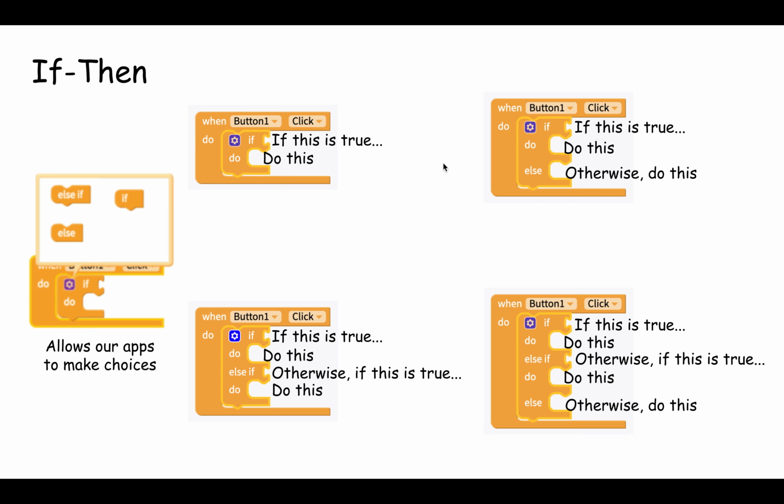So a key difference between these two upper if-then blocks: in this one, something's only going to happen if this statement is true. Here, something is going to happen regardless of whether this is true or not. So if it's true, this will happen. If it's false, this will happen.